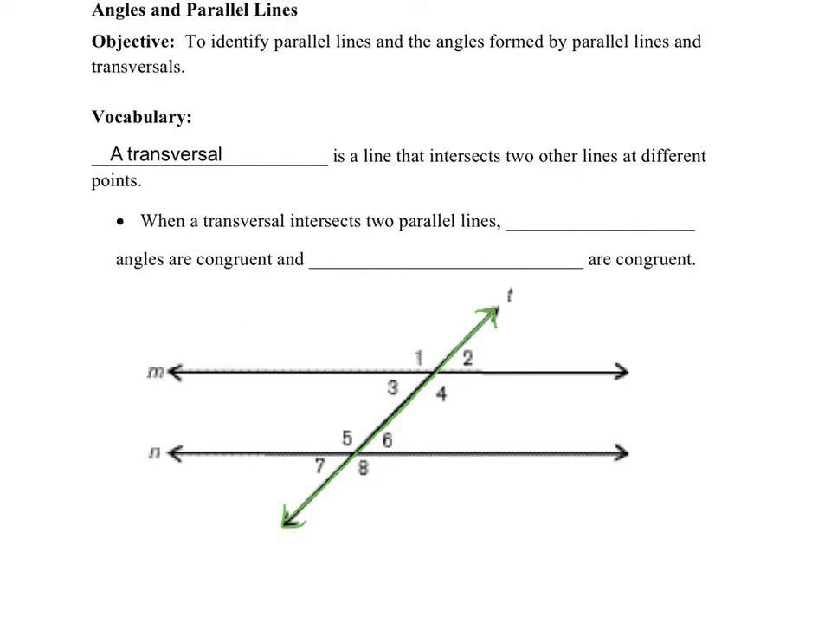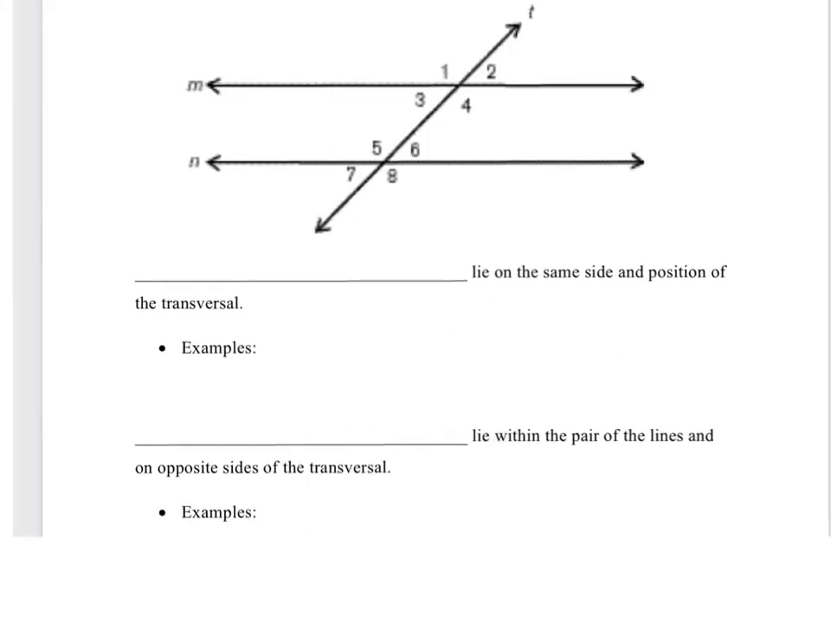When a transversal intersects two parallel lines, corresponding angles are congruent and alternate interior angles are congruent. So we are now going to review corresponding and alternate interior angles in addition to giving some examples. Okay, so we just discussed that T is our transversal. And what's important about the transversal is it divides the two parallel lines and forms 8 angles. And the two angles we're going to discuss right now are corresponding angles and alternate interior angles.